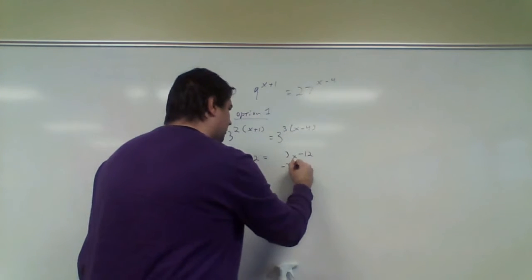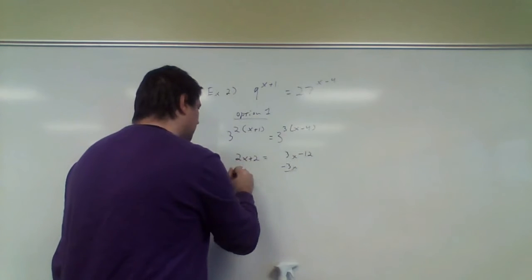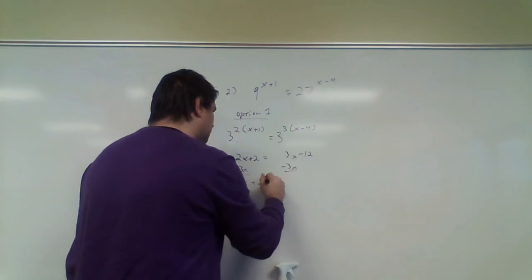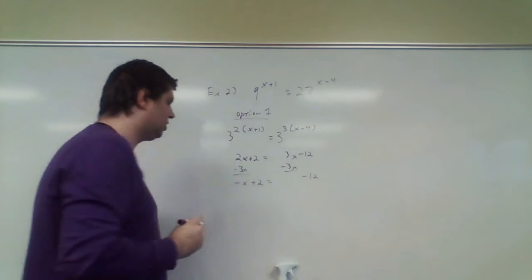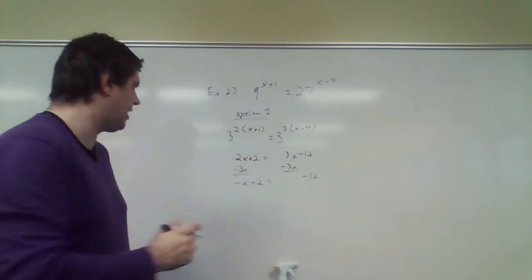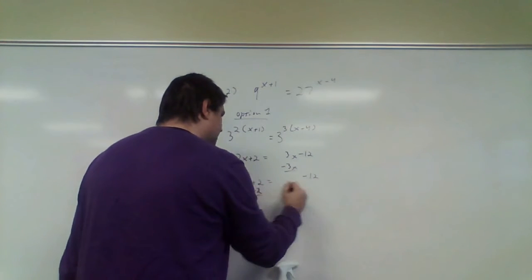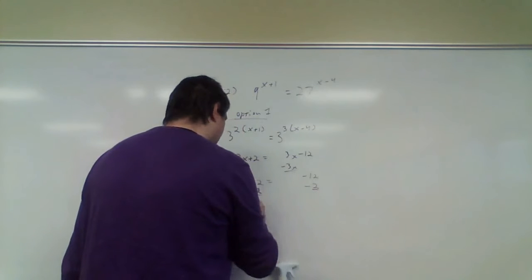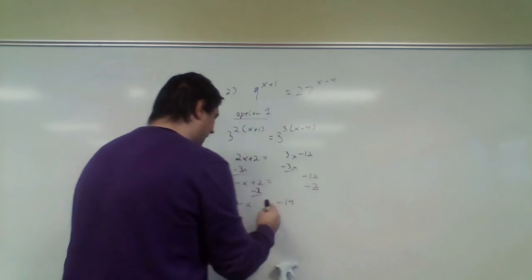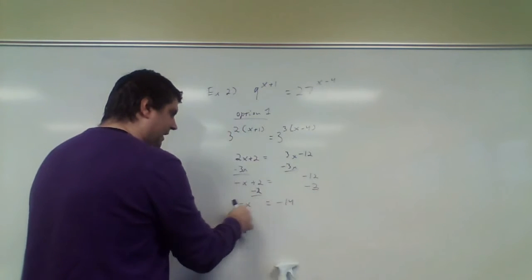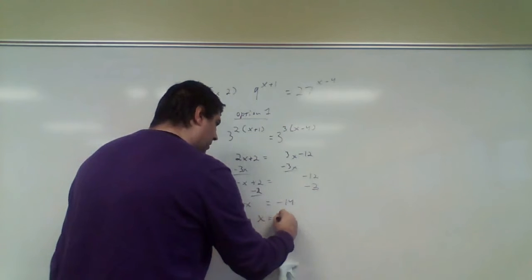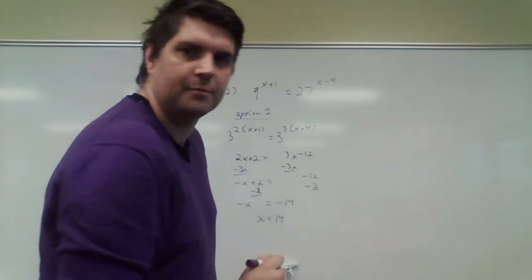So subtract 3x. You can subtract either x, but that's what I'm used to. Okay, so we'll cancel the 1 on the right side. I end up with negative x plus 2 equals negative 12. Subtract your 2. Negative x equals negative 14. Divide off the negative 1, and you end up with x equals positive 14. Okay?